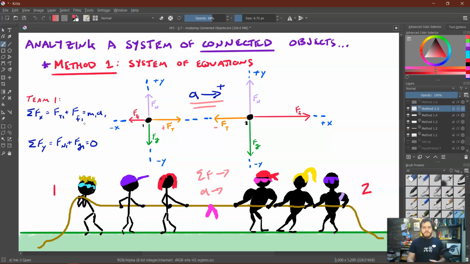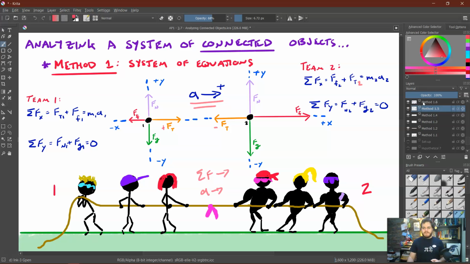For Team 1, we write our net force equations. Well, on the x, it's going to be tension plus friction is equal to the mass times acceleration. But notice, this is all for Team 1. So I put a 1 on every single piece. I don't want to get them mixed up with Team 2. And then in the y direction, their normal force and their gravitational force will equal 0. They're not accelerating vertically, they're only accelerating horizontally. So Newton's second law in the x direction, Newton's first law in the y direction.